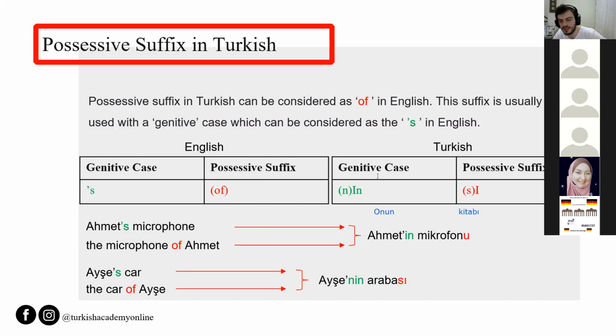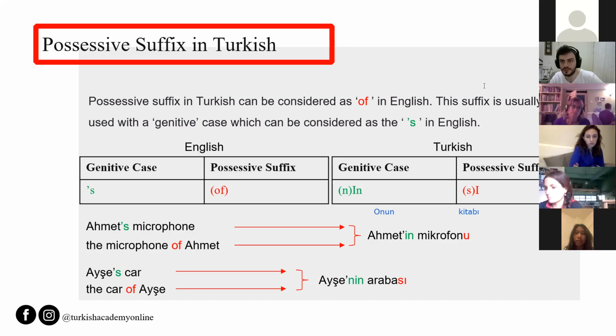This is how you say his book. Hi. Hi, Gisela.